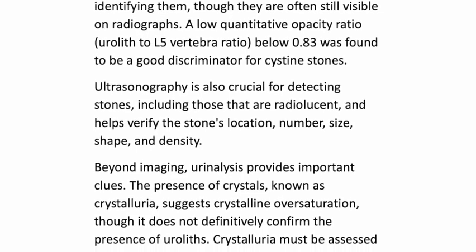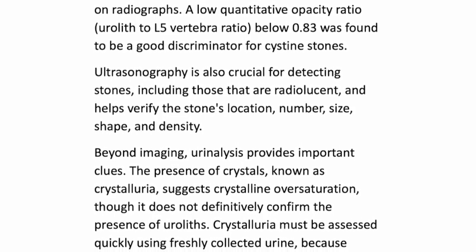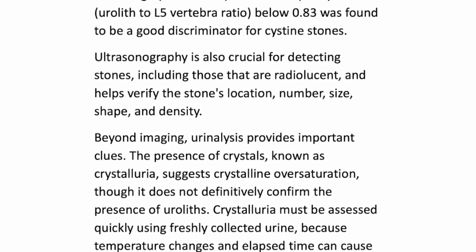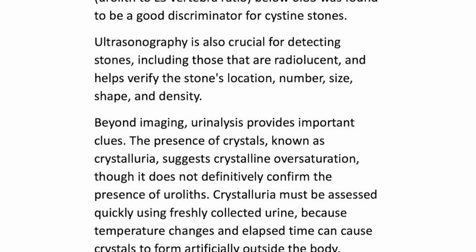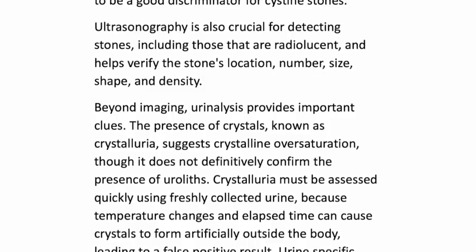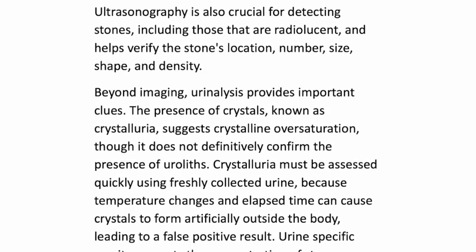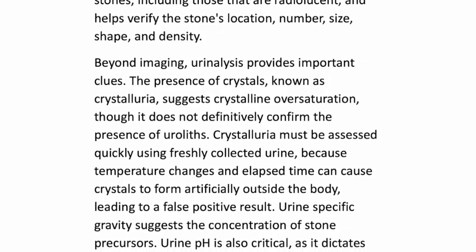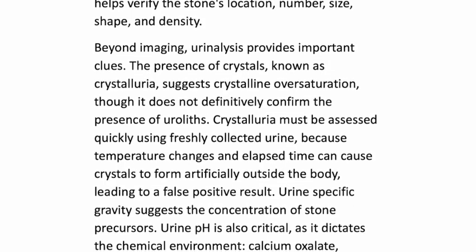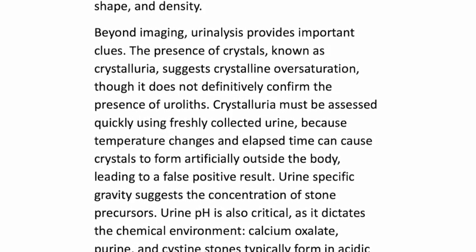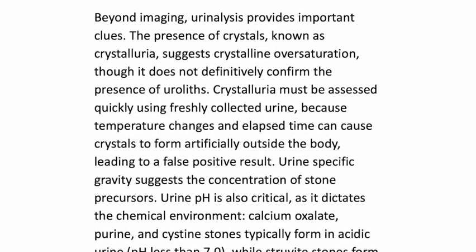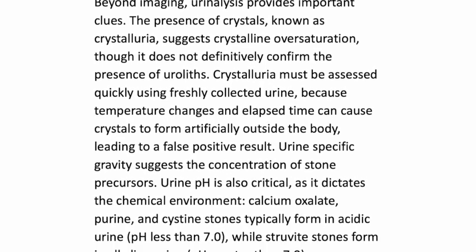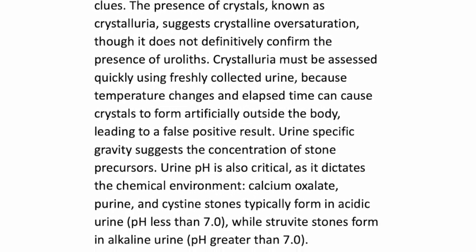Beyond imaging, urinalysis provides important clues. The presence of crystals, known as crystalluria, suggests crystalline oversaturation, though it does not definitively confirm the presence of uroliths. Crystalluria must be assessed quickly using freshly collected urine, because temperature changes and elapsed time can cause crystals to form artificially outside the body, leading to a false positive result. Urine-specific gravity suggests the concentration of stone precursors.